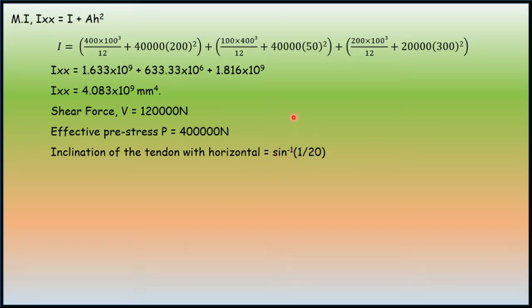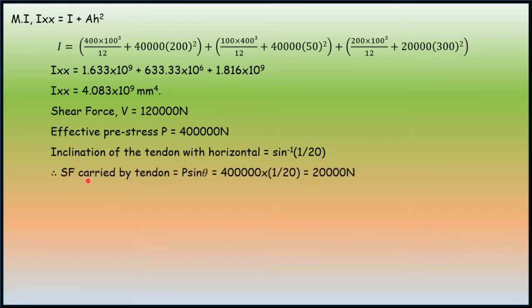So sine theta is acting in the vertical direction for the inclination. So the shear force carried by the tendon itself in the vertical direction is P times sine theta. P is 400 kilonewtons and sine theta is 1/20. We get 20 kilonewtons, which is 20,000 newtons.